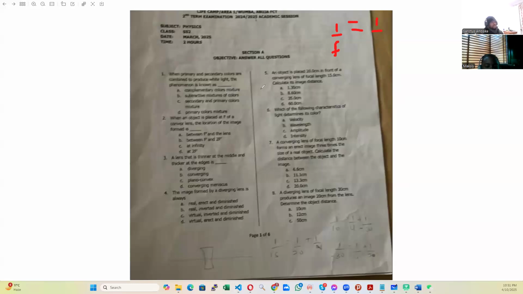You're asking me when. When I was showing you that if the object is here, and the image is formed behind it, because the image is found on the same side as the object, if this is the image distance and this is the object distance, the distance between the object and the image will be V minus U.